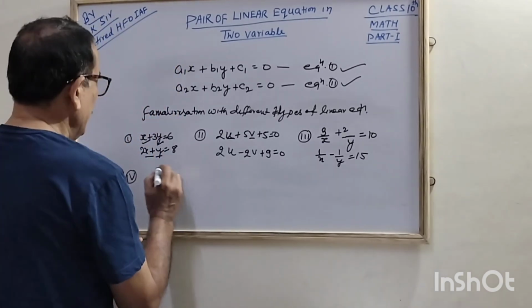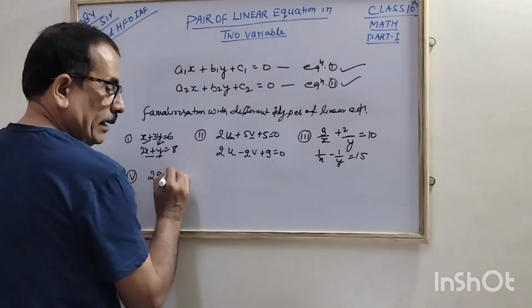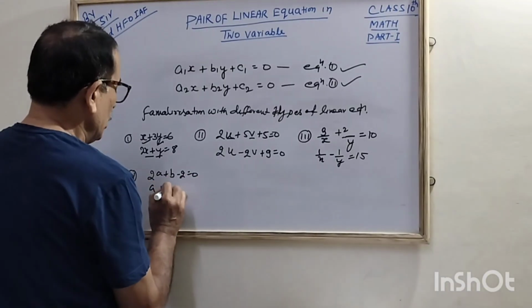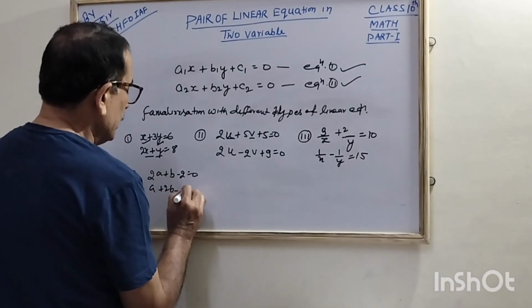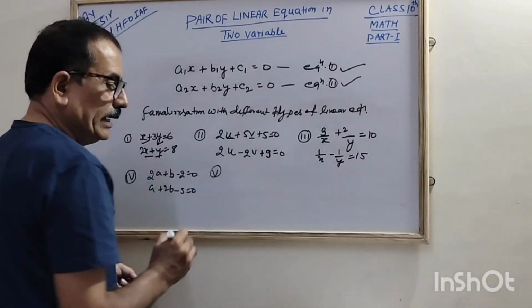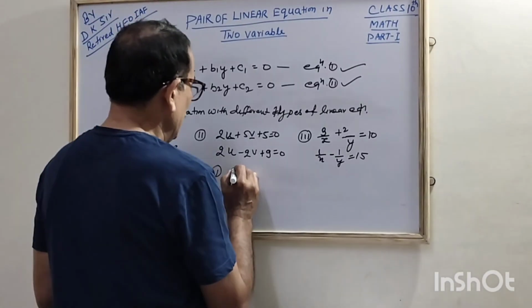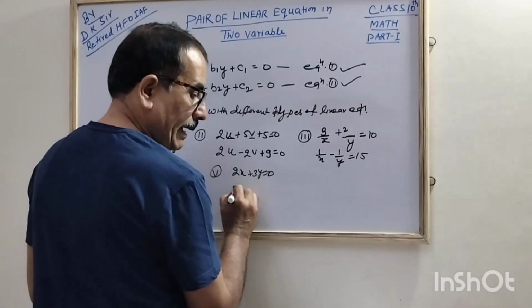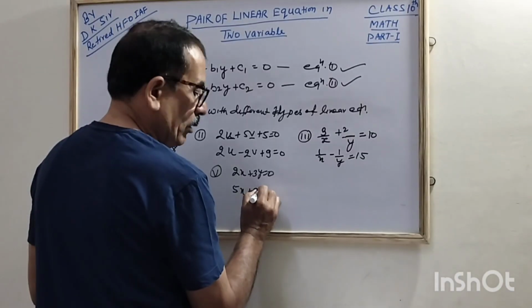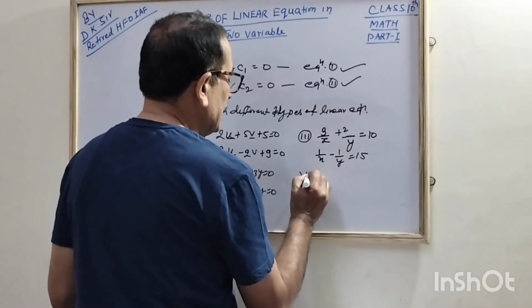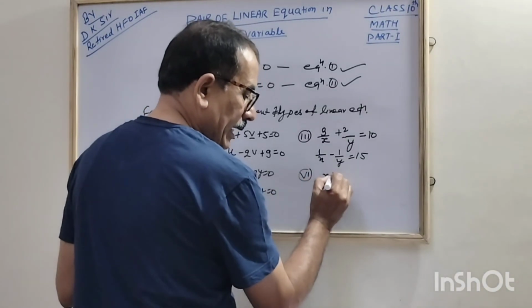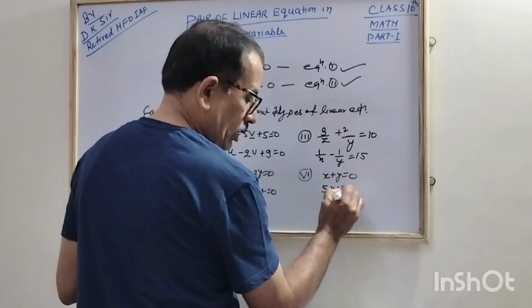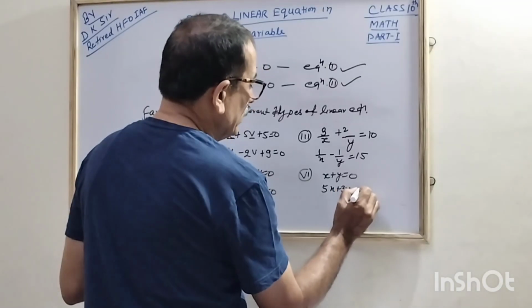The fourth can be like 2a plus b minus 2 is equal to 0, and the other will be a plus 2b minus 5 is equal to 0. The fifth type of linear equation you will find is 2x plus 3y is equal to 0, and another is 5x plus 9y is equal to 0. The sixth type you can find is x plus y is equal to 0 and 5x plus 3y is equal to 0.